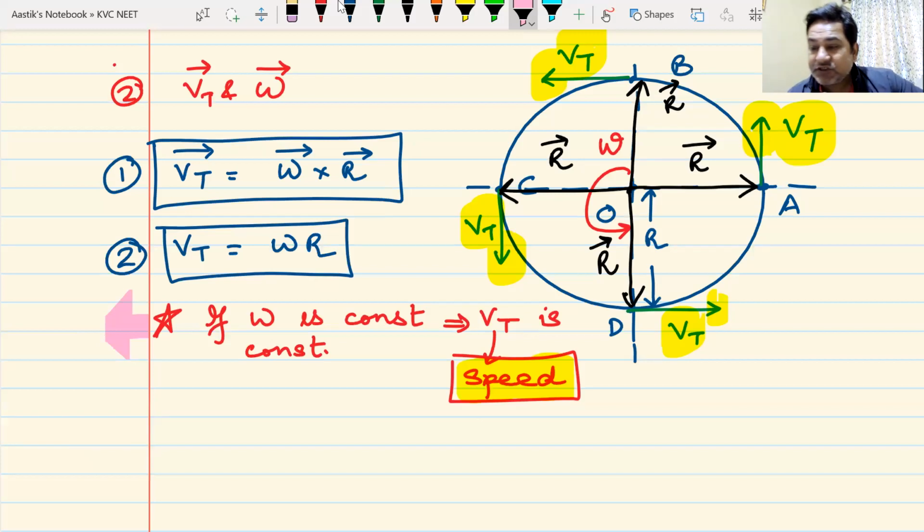What is the name of this motion? What do we call this motion? We all have studied this motion. What do we call this motion if omega is constant and tangential speed is constant? Anyone can give me an answer for that? Uniform. What uniform, Yashwant? Uniform circular motion, or simply UCM. That is correct, Niharika. Uniform circular motion, or UCM.